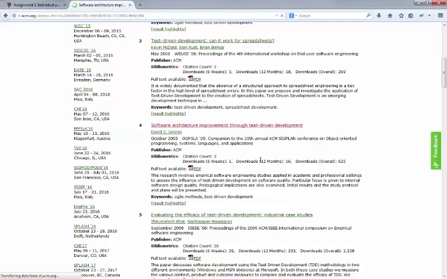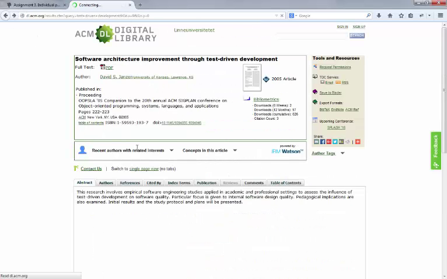So let's take a look at the next one. I think that we should take a look at the next one.